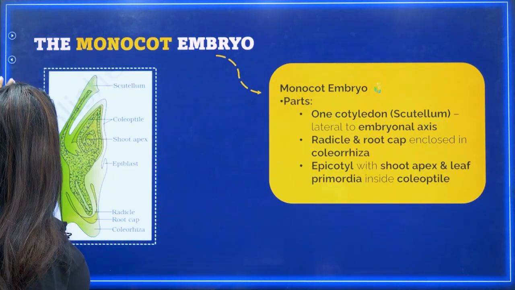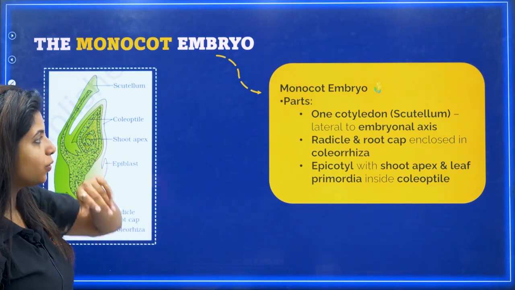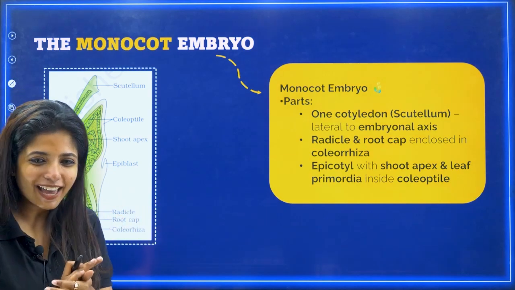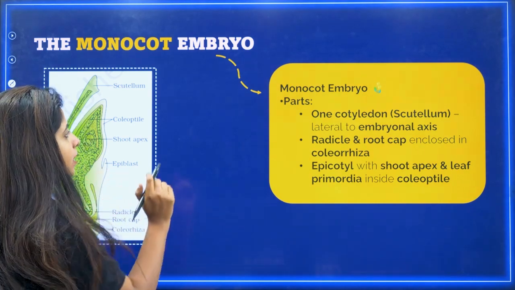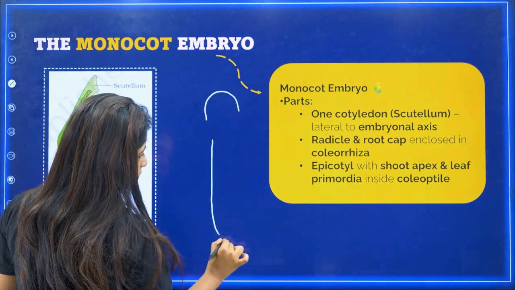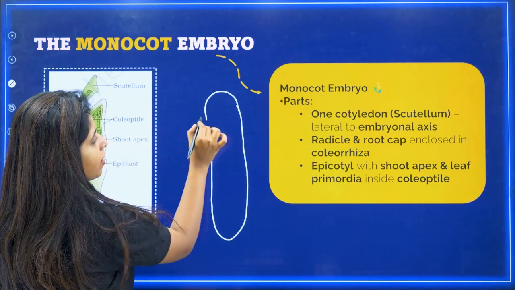Now going ahead with the monocot embryo. So what exactly happens in the monocot embryo? Now again, this picture seems to be very difficult to understand, so I will try to make you understand in an easy way. Again we draw the same thing. We have the embryonal axis. Now over here they just have one cotyledon.